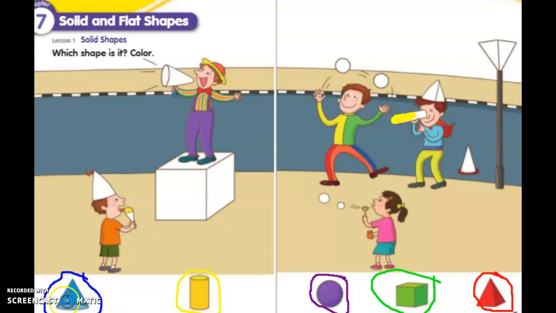So all the cones, you're going to color blue. All the cylinders, you're going to color yellow. All the spheres, you're going to color purple. All the cubes, you're going to color what color? Green. And all the pyramids, you're going to color red. All right, boys and girls, go ahead and color those shapes the right colors.